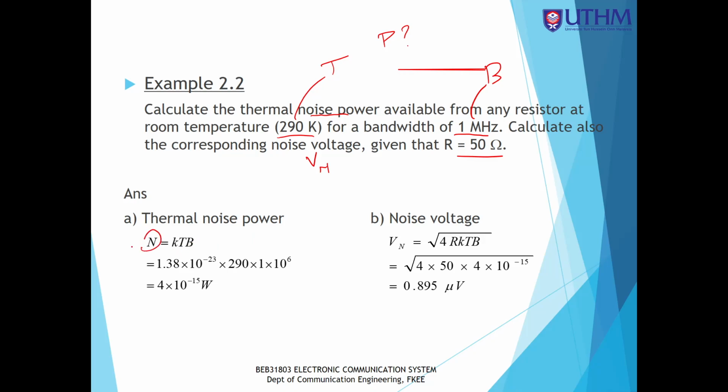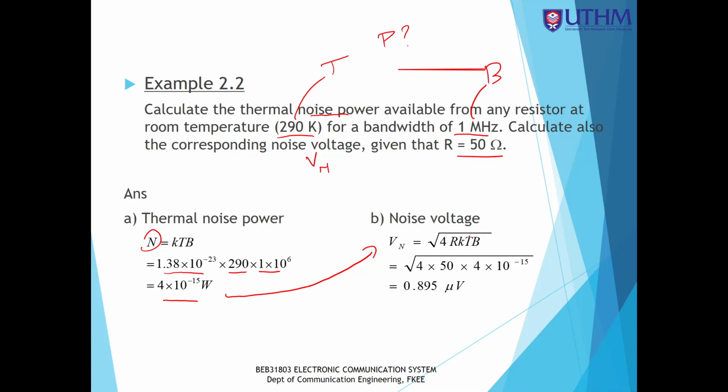It doesn't matter if you want to use N, P, or Pn, as long as we know that this is the power. So noise power equals k, the Boltzmann constant, multiplied with the temperature 290 Kelvin, multiplied with the bandwidth. So we get 4 times 10 power of minus 15 watt. From here we can calculate the noise voltage, which is equal to the square root of 4RKTB.